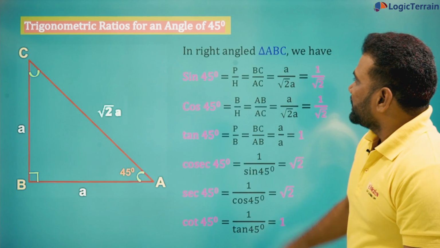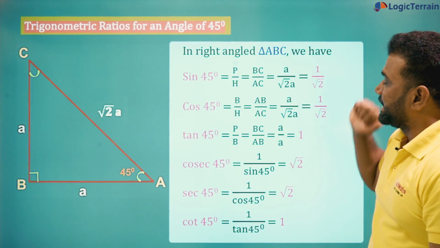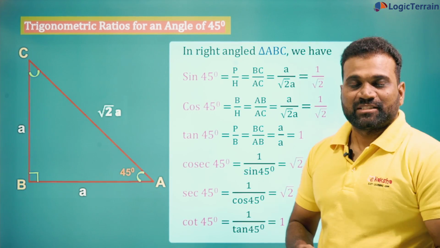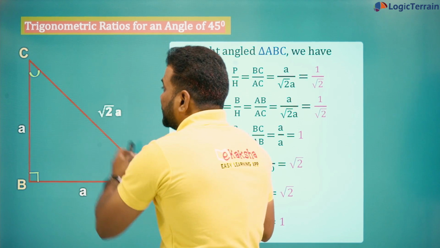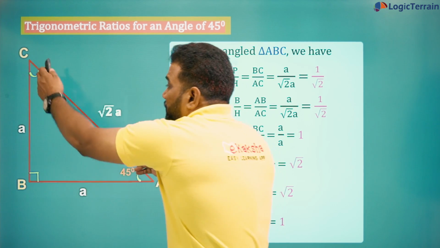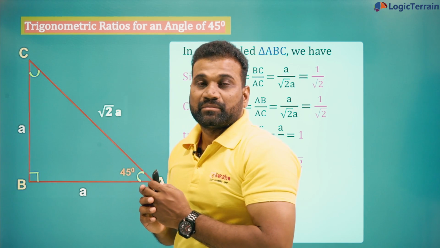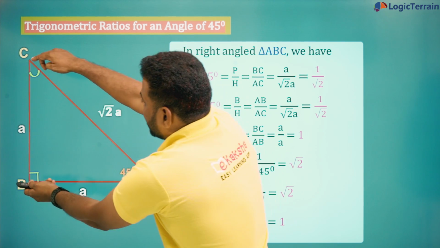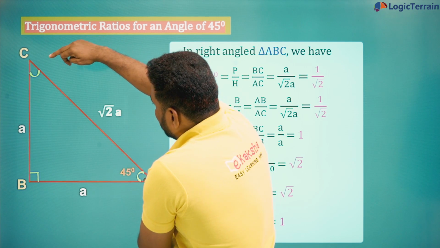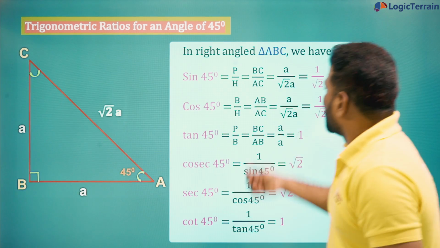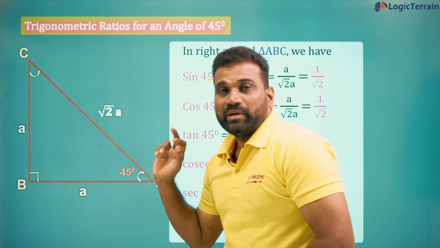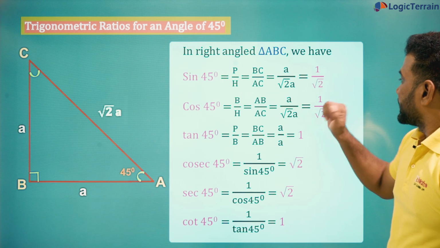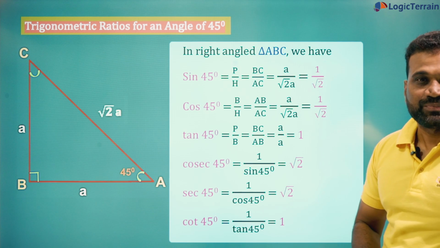Now in right angle triangle ABC, we have sine 45 degrees. According to the sine definition, that is opposite side to theta over hypotenuse, or we can say perpendicular over hypotenuse, P by H. So here perpendicular is BC and hypotenuse is AC. So BC over AC, BC is a and AC is square root 2 a. Here a divides a one time, which is equal to 1 over square root 2.